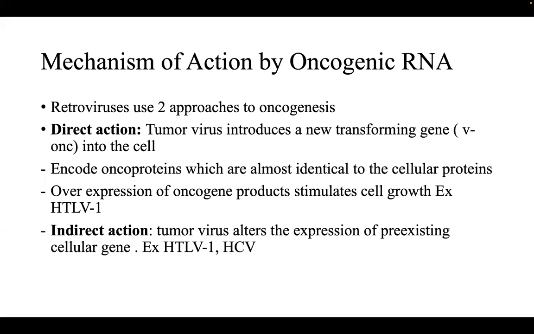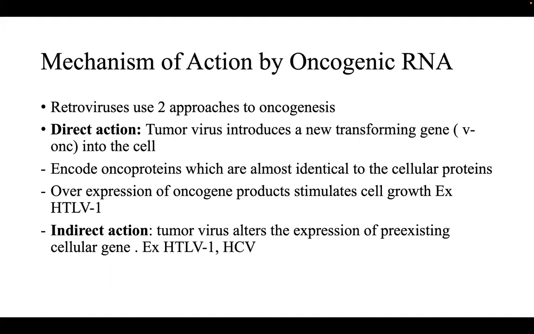the cell. So remember, if you've gone through retroviruses, during their replication, there is a stage whereby they integrate their gene into their host cell genome. So if this virus integrates its gene into the host cell genome and it has encoded for a certain viral oncogene, then that is how it introduces this new transforming gene. Or they can encode oncoproteins, which are almost identical to cellular proteins. So we've been talking about the cellular proteins that are there to regulate cell growth and cell division, or they essentially activate cell growth and cell division.